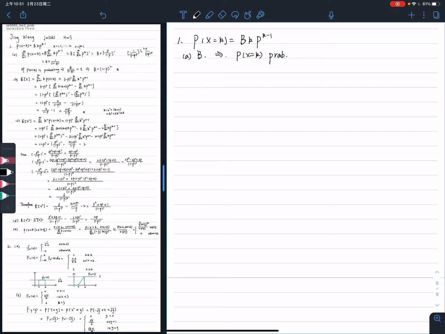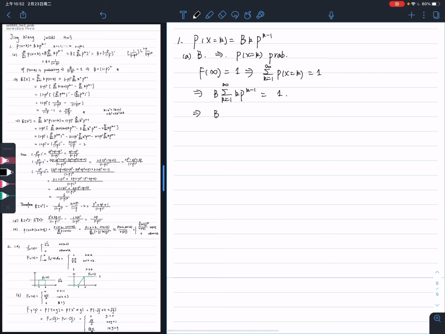By the property of the probability distribution, we know that the cumulative distribution function tends to 1 when x tends to infinity. So F(infinity) equals 1, which equals the sum over k from 1 to infinity of P(X=k), equals 1. So we know that b times the sum over k from 1 to infinity of k p^(k-1) equals 1.